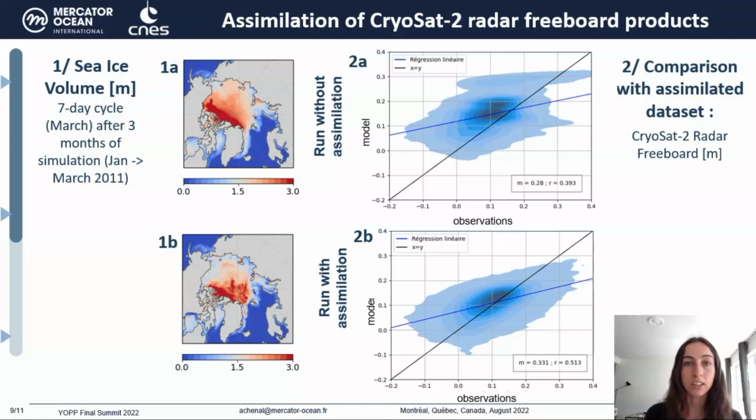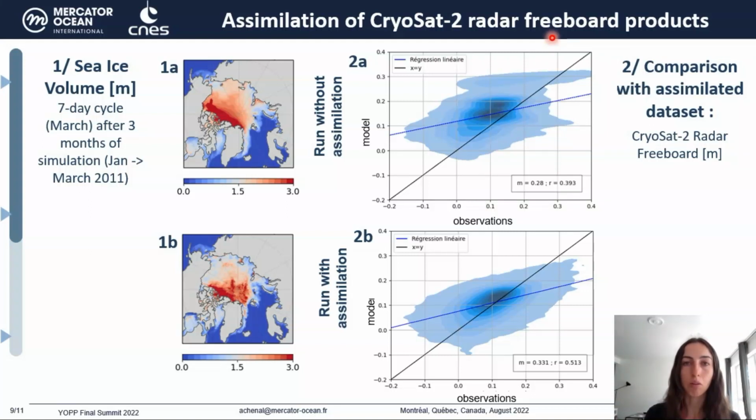On this slide, you can see the results of the assimilation in the Arctic for a 3-month run between January and March 2011. The first column here presents the resulting maps of the model sea ice volume, with figure 1A for the free run without any assimilation, and 1B for the run with assimilation. Both maps present realistic sea ice volume, but the assimilation adds more small-scale patterns to the modeled sea ice. On the second column, I compare the results of the simulation to the assimilated dataset, Cryosat-2 radar freeboard.